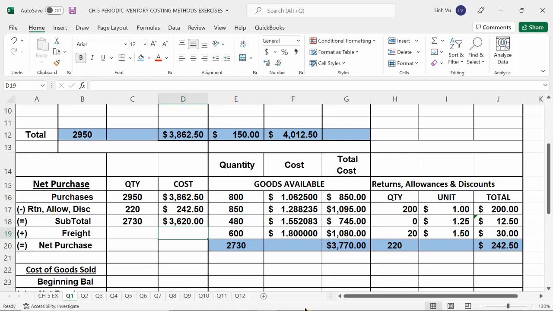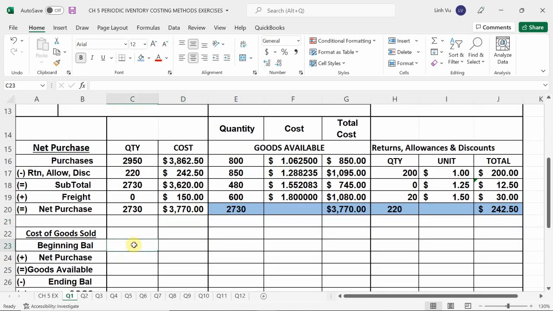Okay? So that's just that calculation there. Now remember, freight adds 0 to quantity, but this $150 is going to affect my total cost. So if I add these values up together, I still get 2,730, but in this case, I get a grand total of $3,770.